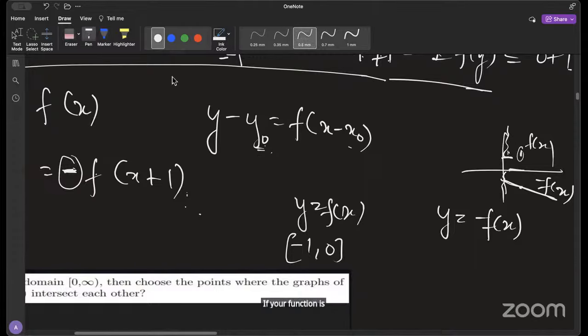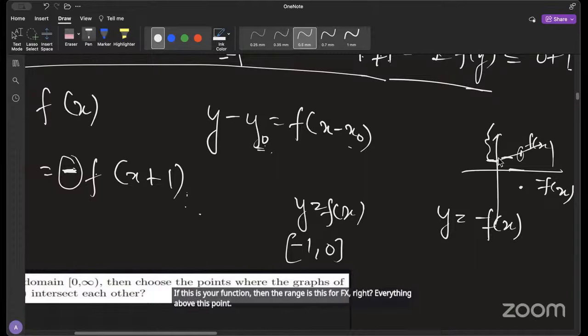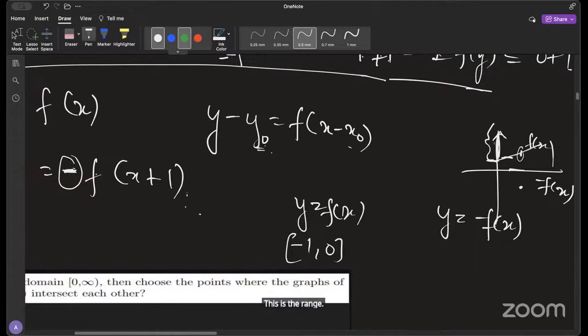If this is your function, then the range is this for f(x), everything above this point. But now if you do it for minus f(x), it will become this thing. Your graph becomes this for minus f(x), and your range becomes this.